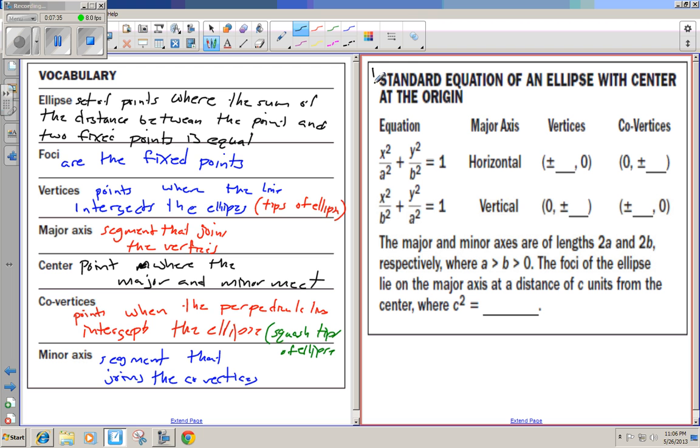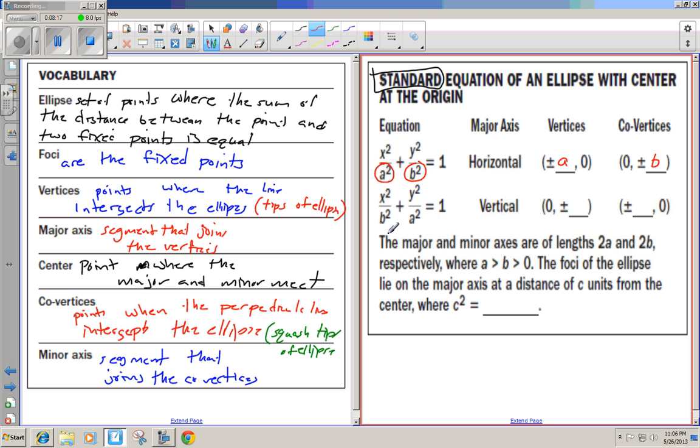So, all of these have a standard equation of an ellipse with a center at the origin. All right. What happens is it looks a lot like a circle. X squared plus y squared equals 1. The problem here is that this and this, you're going to have a fraction. It's still a plus. Everything's still positive. The major axis for this is horizontal, and the vertices are at plus or minus a, and the co-vertices are at plus or minus b.